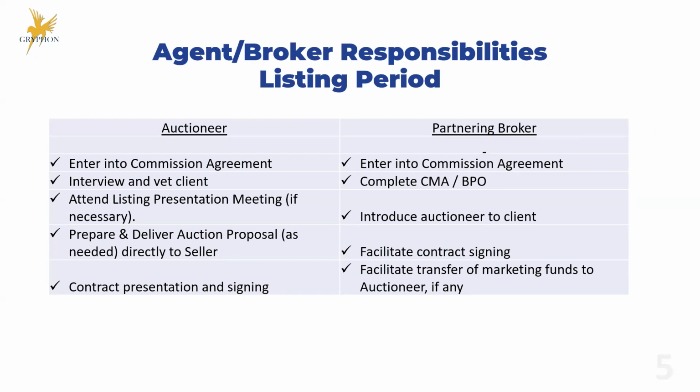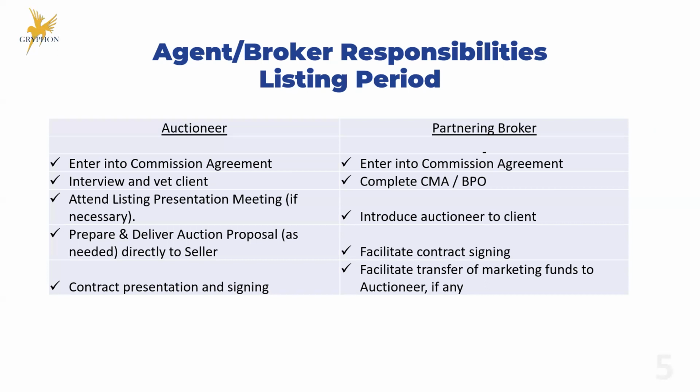If we have to prepare and deliver a proposal, we will. Most of the time that's not required. We tend to do, like I said, Zoom or conference calls with the seller. We talk to them, answer all their questions, and then it's usually a go or a no go. Very rare that we're having to present an auction proposal. And then we'll present the contract and try to get the deal signed.